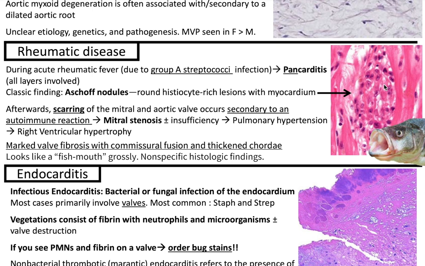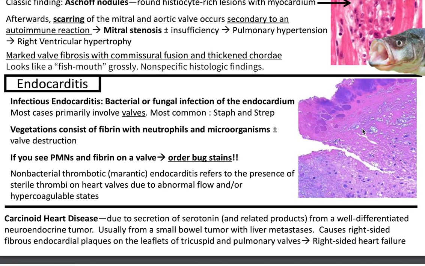You'll have marked valve fibrosis with commissural fusion and thickened chordae, and it classically looks like a fish mouth grossly, and has non-specific histologic findings. Endocarditis. More particularly for infectious endocarditis, you'll have bacterial or fungal infection of the endocardium. In most cases, it primarily involves the valves, and the most common culprits are staph and strep species. Vegetations histologically consist of fibrin with neutrophils and microorganisms, plus or minus valve destruction.